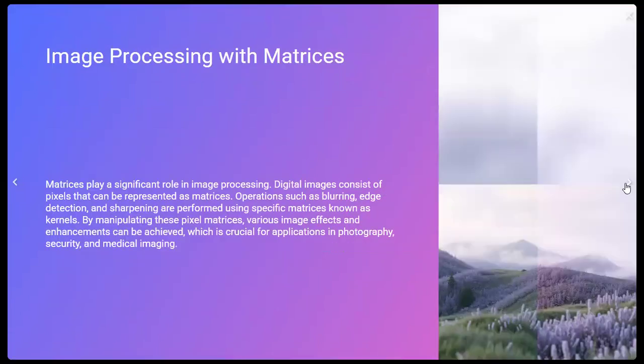Image processing with matrices. Raise your hand if you have ever used a photo filter. Did you know every Instagram filter is just matrix math in disguise? Pixel math. Every photo is a grid of numbers. Bright pixels are high values, dark ones are low.